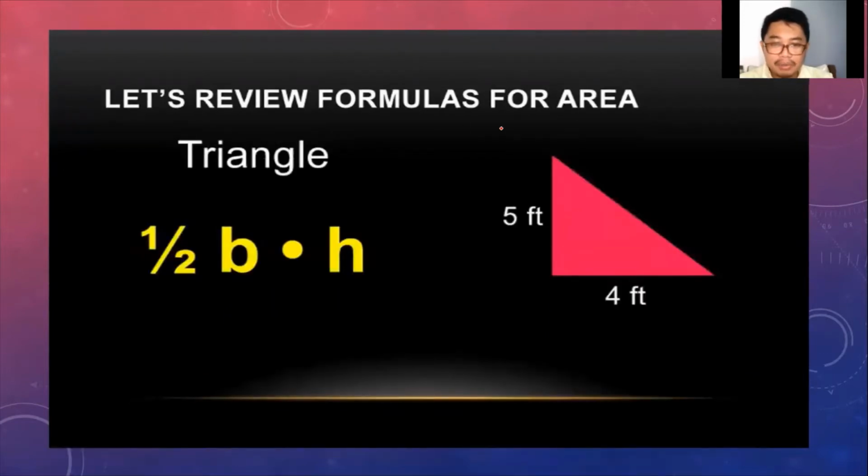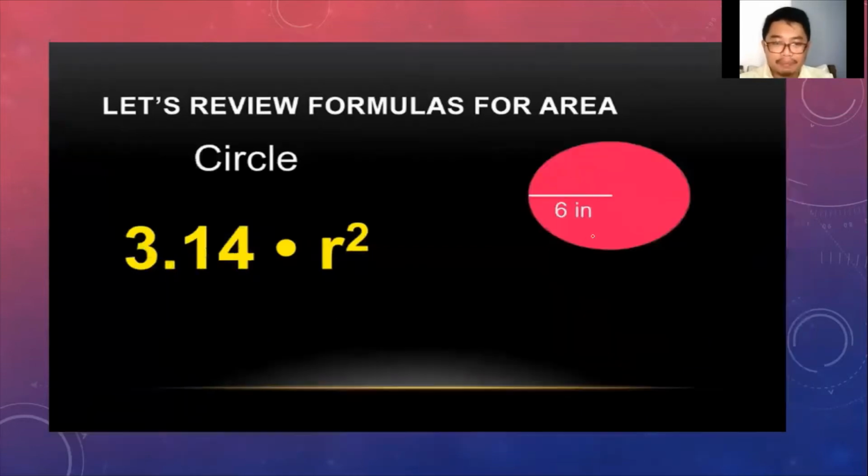So let's continue finding the area of a triangle. For the triangle, we have 1/2 times the base times its height. The base of this triangle is 4 feet times the height, which is 5. And don't forget to make it half. So 4 times 5, that's 20, and the half of 20 is 10. So the area of this triangle is 10 feet squared.